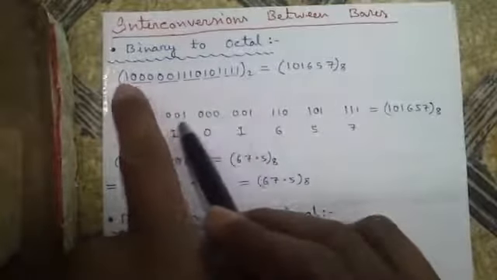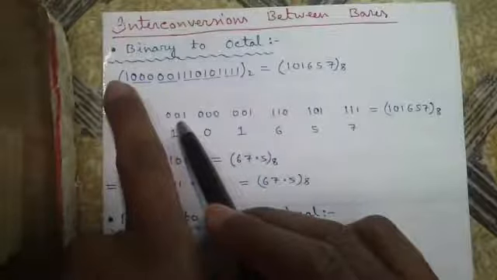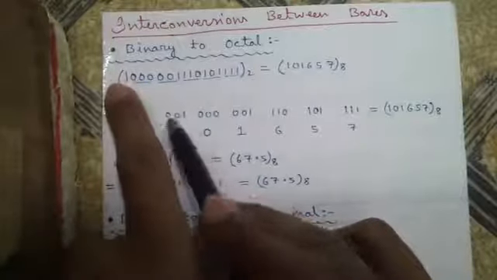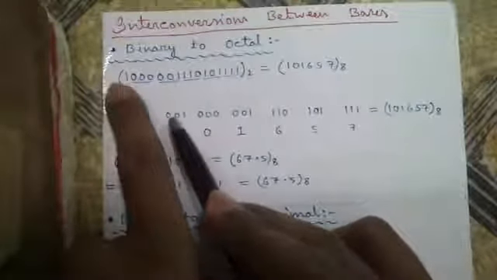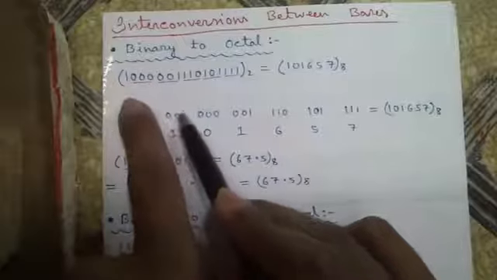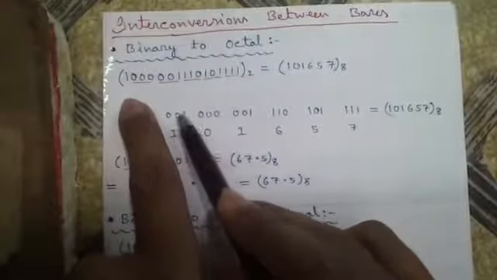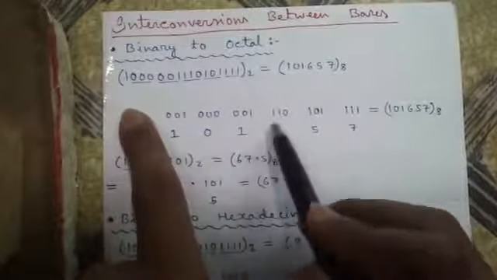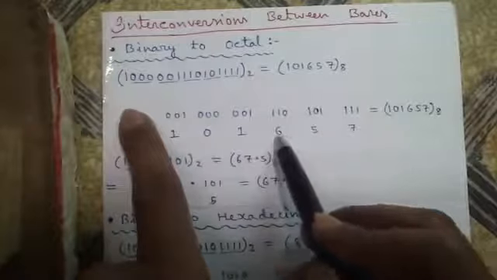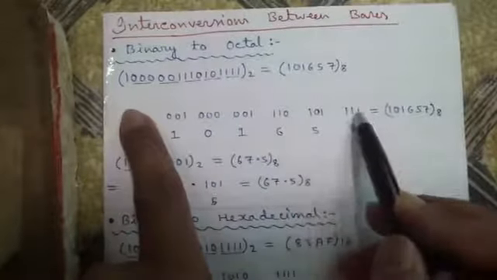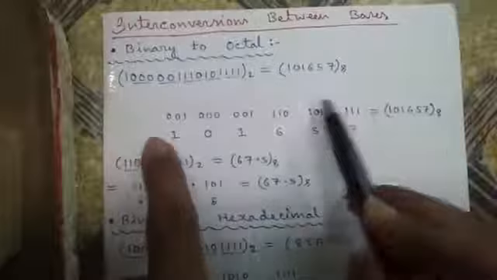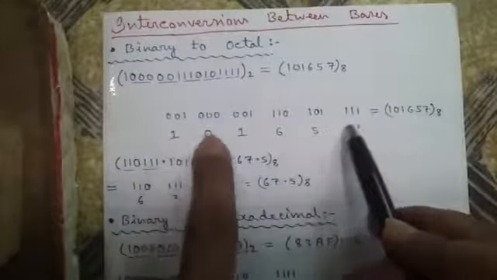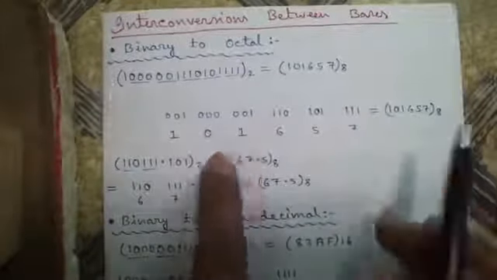And here a single one is there, but we need 3-digit number. So we will add 2 zeros at the extreme left. So it becomes 001. I write the decimal equivalent for each group. 001 in binary, decimal 1, 000 in binary, decimal 0. Similarly 110 in binary, decimal 6, 101 in binary, decimal 5 and 111 in binary, decimal 7. And write the number as it is. So it becomes 101657 in octal.